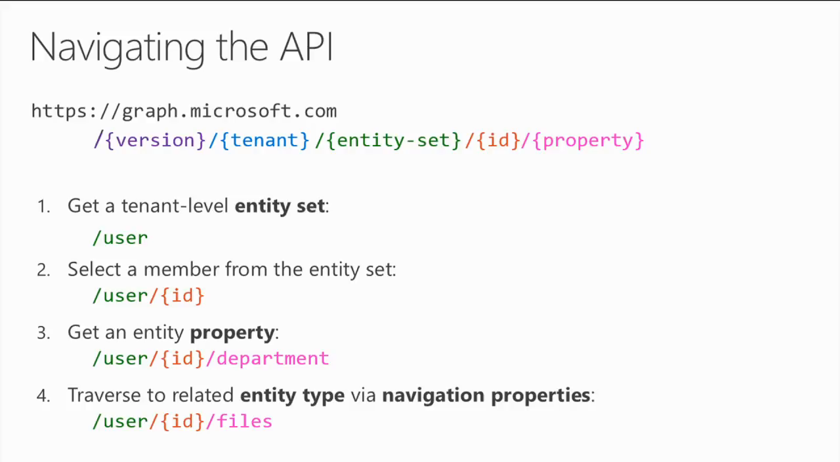Then comes addressing members of the entity set. You can do this by using an ID as a key segment. And for the different entity sets, you can use different keys. For example, for user, you can use the UPN, like yina@microsoft.com, or you can use the ID, or you can use the /me shortcut.